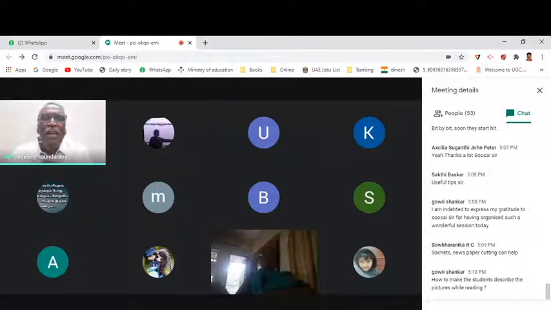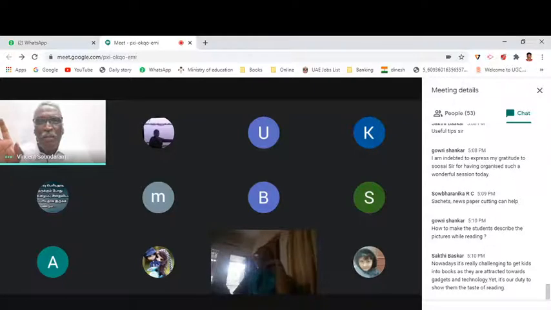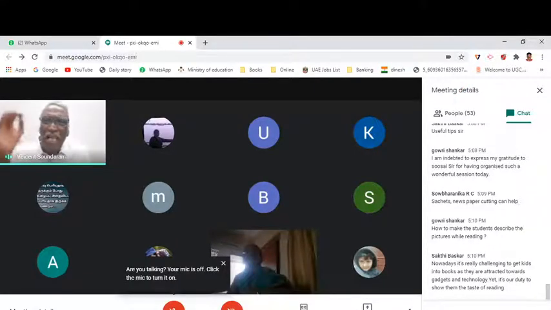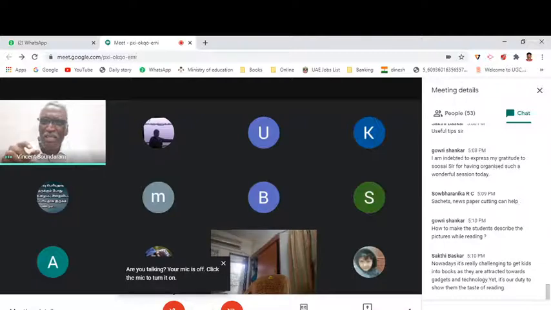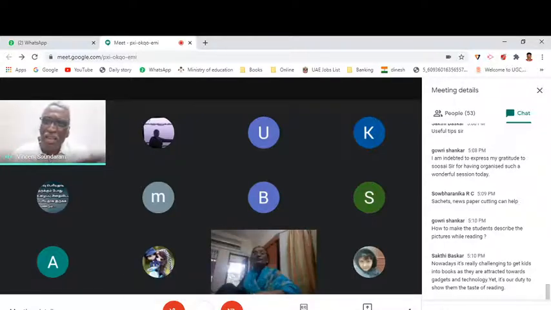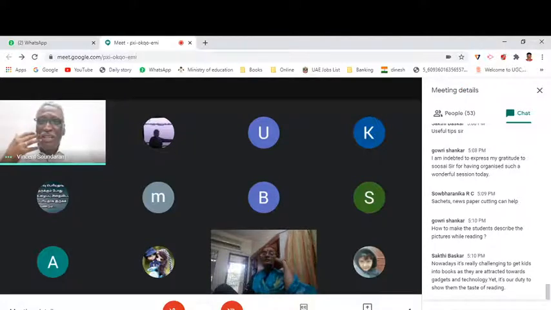Newspaper, good idea. No, good idea of having some newspaper cuttings. And of course, at a higher level, you can bring newspaper cuttings along with pictures. For instance, about the floods in Kerala. You can bring them and then ask them to read the captions. Ask them to find out how many people have lost their lives and the reasons for the floods, how to prevent all these things.